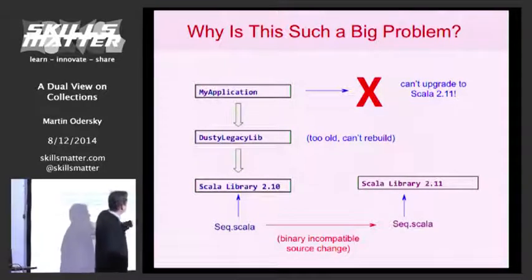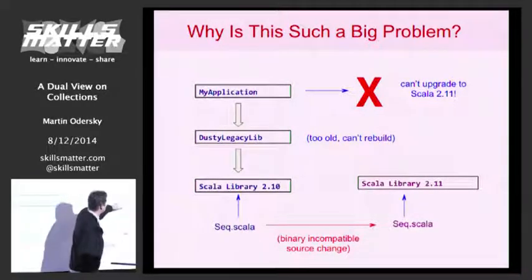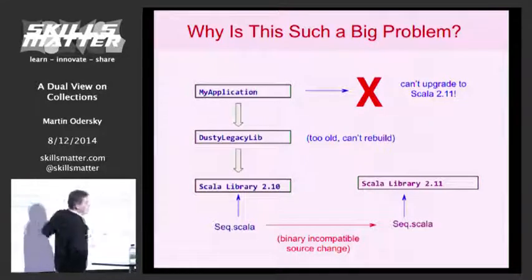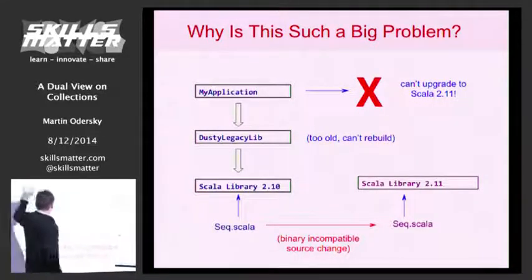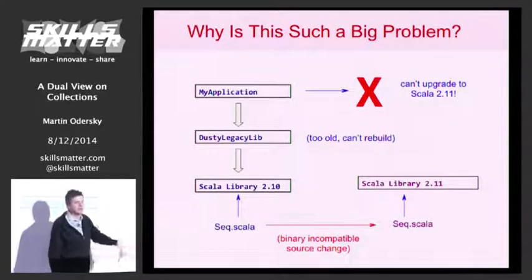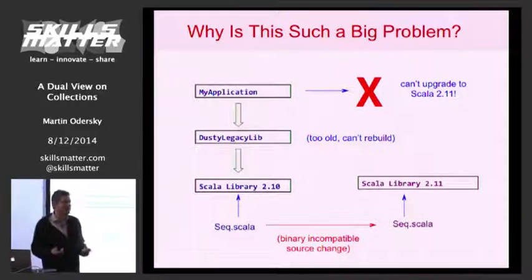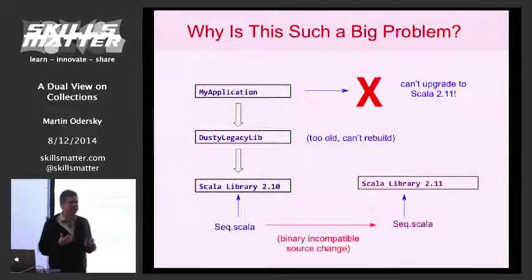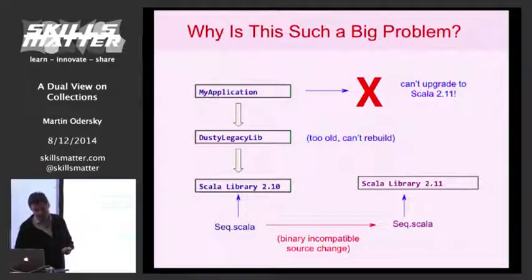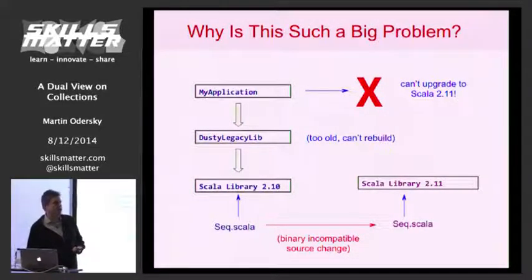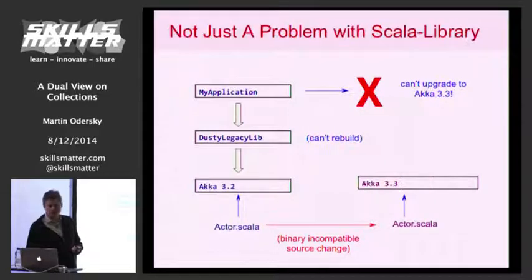Because it can't use both the new library and the old legacy lib, because that one needs 2.10 and the new one needs 2.11. And that's a problem that is very, very common, and that's why binary compatibility is such a huge problem. And I should say, it's actually not just Scala. Scala just was first because it was sort of the first thing that was used a lot. It applies to any sort of basic library out there.